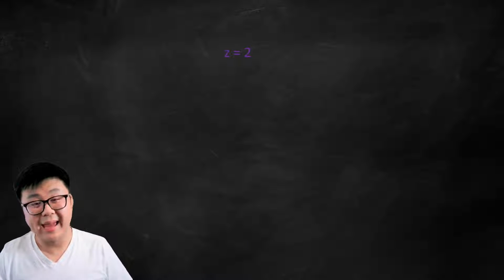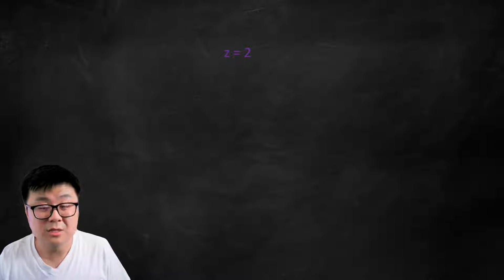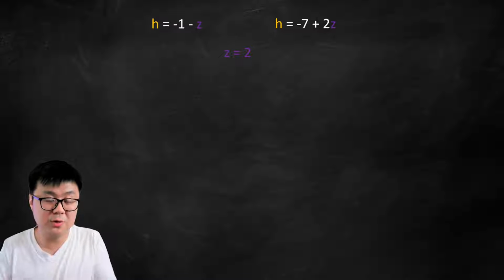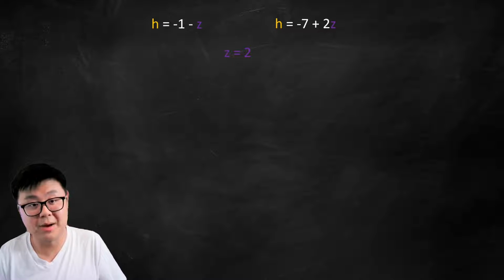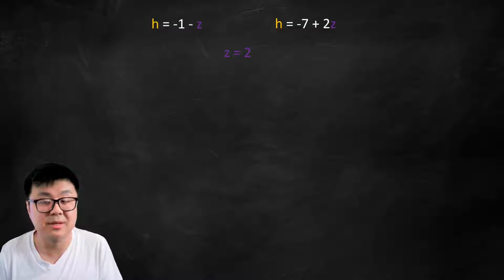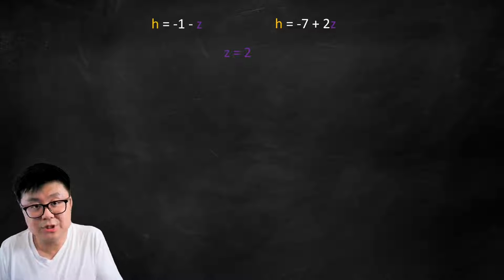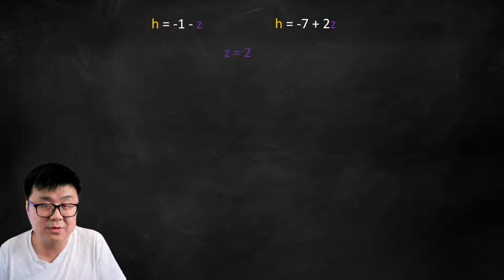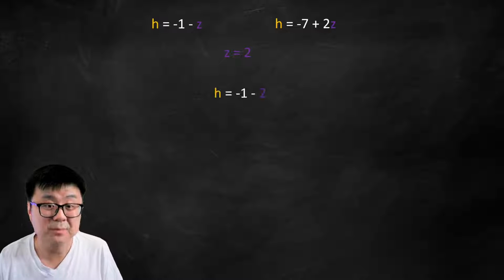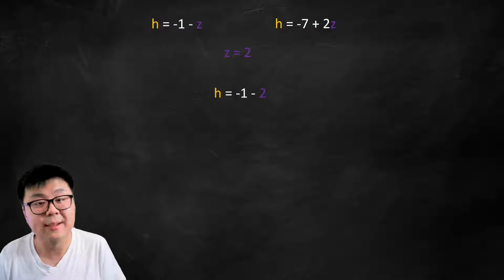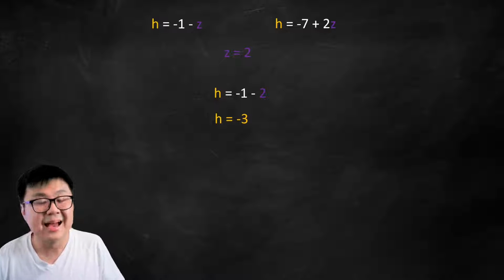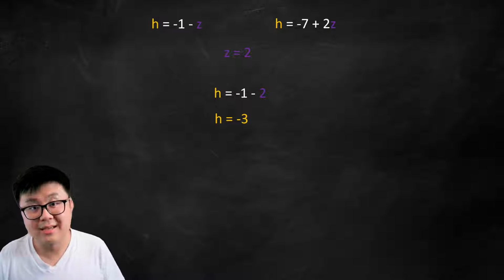Now, to look for h, we can still stick with z, because we know z is 2, and we know our 2 equations are h equals -1 minus z, or h equals -7 plus 2z. It doesn't really matter which of these equations you replace z with 2, so let's just use the first equation here. That means h is equal to -1 minus 2, which means h equals -3. Again, the same answer we got from our guess and check method.